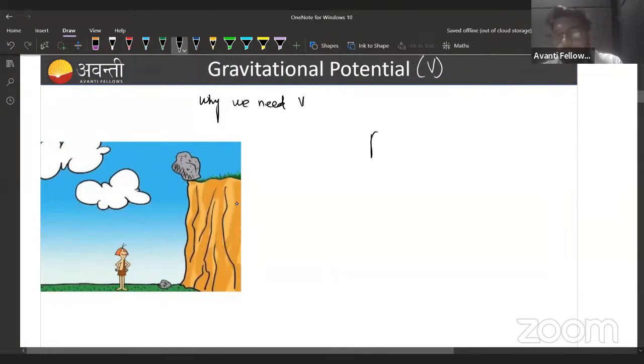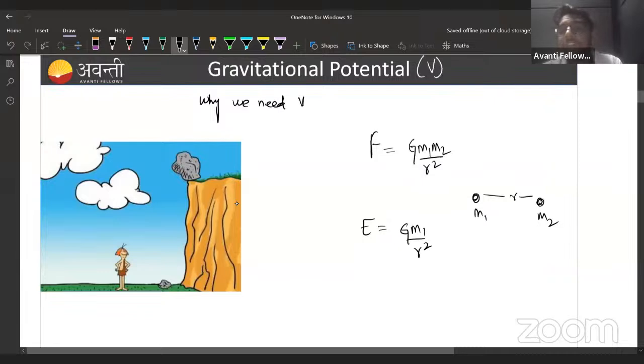First of all, we saw force. What is force due to gravity? We saw G m1 m2 by r square. This force is between two bodies of masses m1 and m2 when they are r distance apart. Then we saw gravitational field, G m1 by r square. This was due to a specific body, for example only due to mass m1 on some test mass m0.